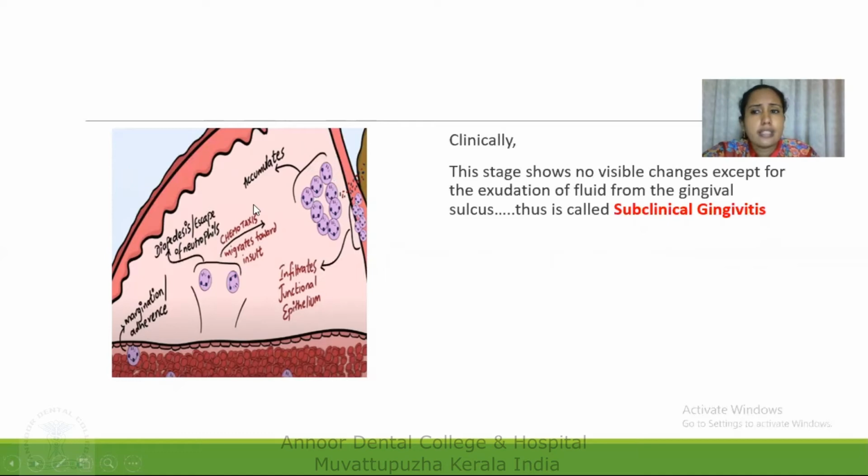This stage shows no visible changes except for the exudation of fluid from the gingival sulcus. That's why this stage is also called subclinical gingivitis.